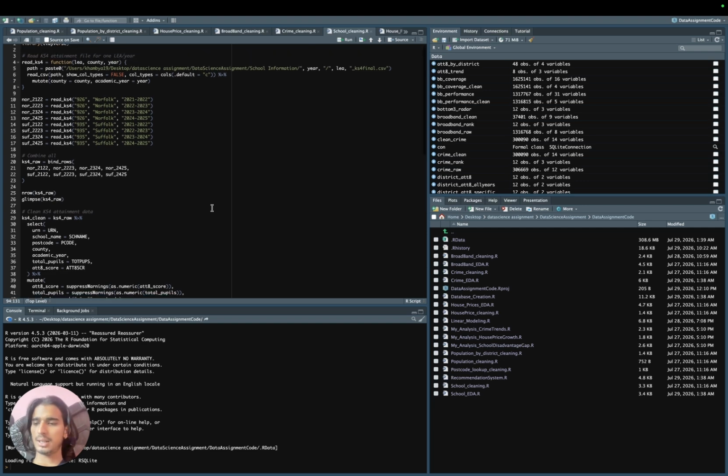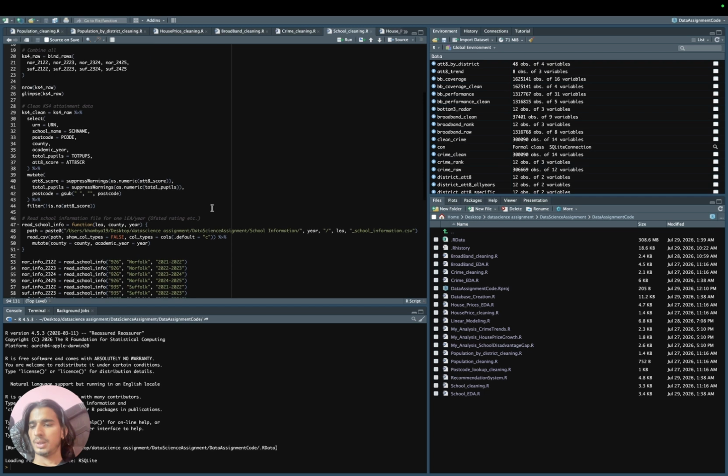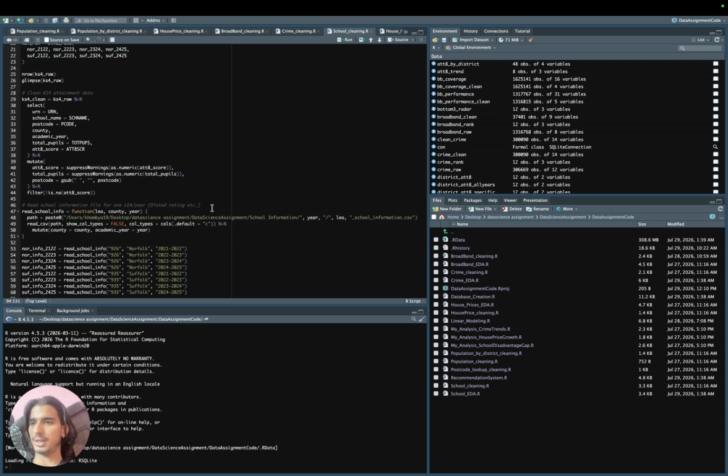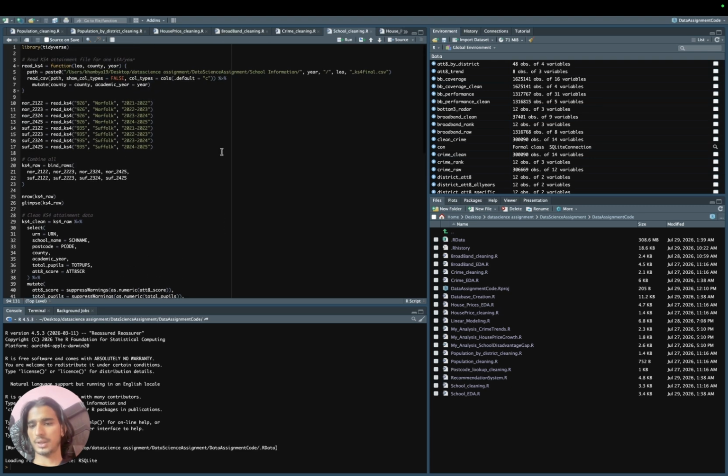And by the end of this stage, I had one cleaned joint dataset for each of the four characteristics, and all of them are linked by district, the two counties Norfolk and Suffolk.